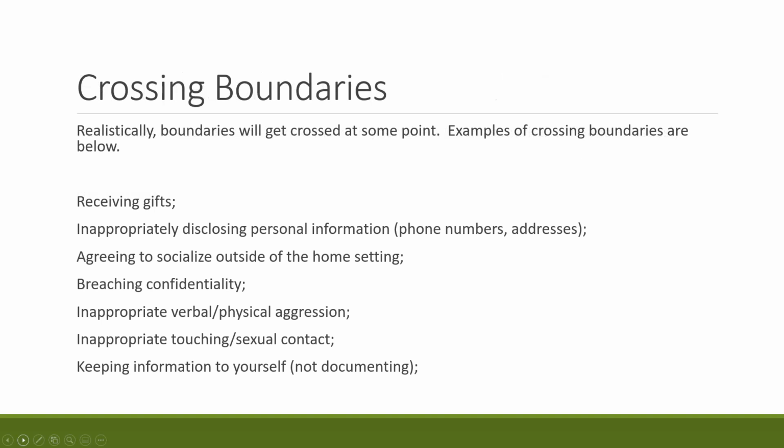Crossing boundaries. Realistically, boundaries will get crossed at some point. Examples of crossing boundaries are below. Receiving gifts, inappropriately discussing personal information like phone numbers and addresses, agreeing to socialize outside of the home setting, breaching confidentiality, inappropriate verbal, physical aggression, inappropriate touching or sexual contact, and keeping information to yourself, not documented.